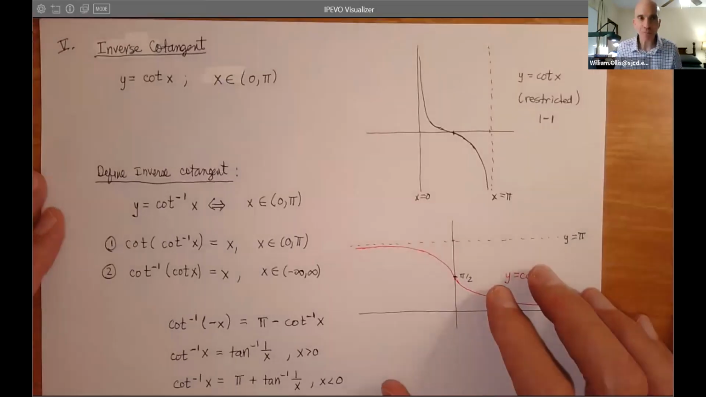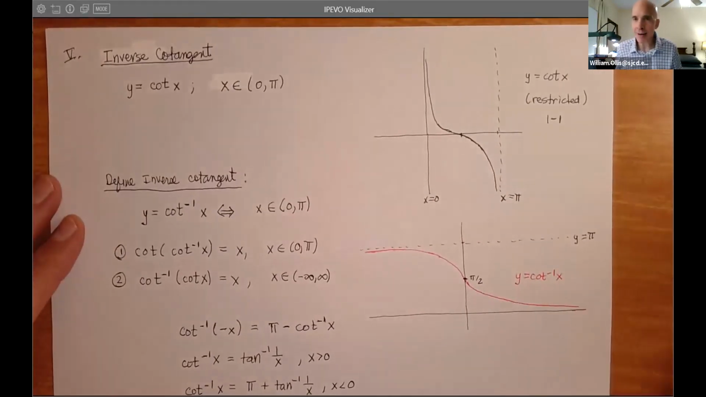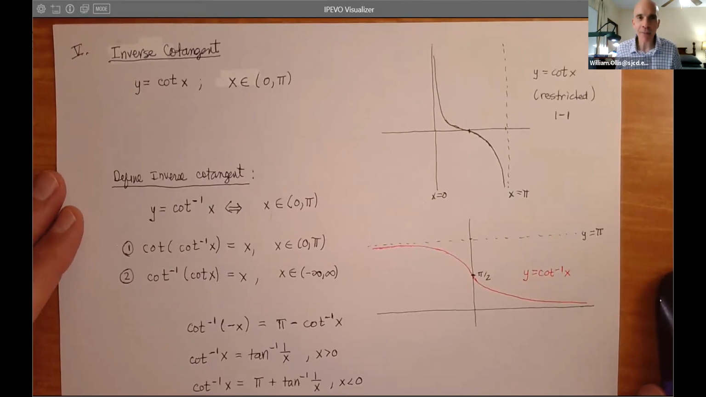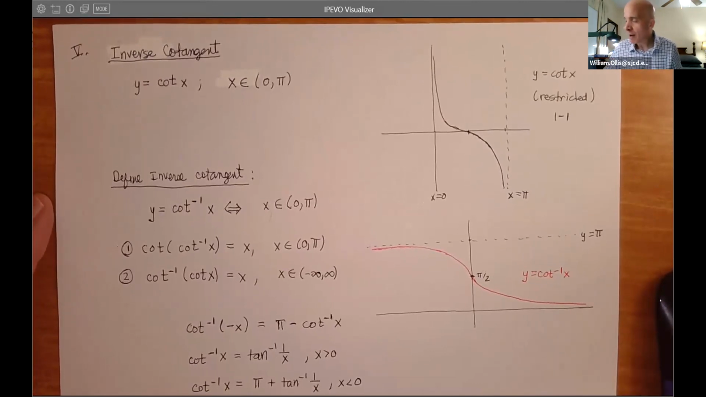So let me go ahead and share my screen. I went ahead and started writing up the one for the inverse cotangent, just like we did before. And of course, I lost track of time. Isn't that good when you're doing math to lose track of time? That might mean that you like what you're doing.